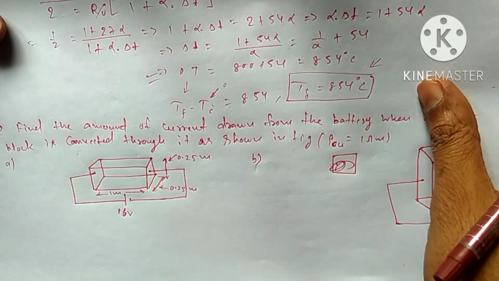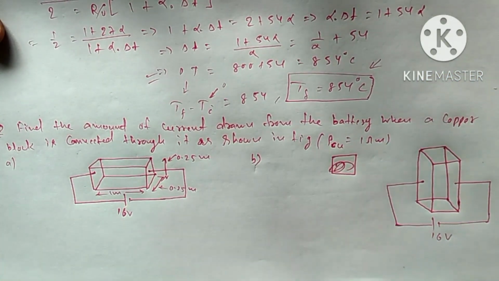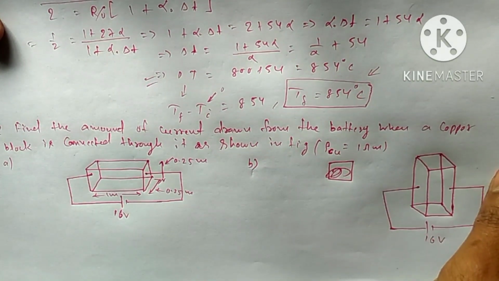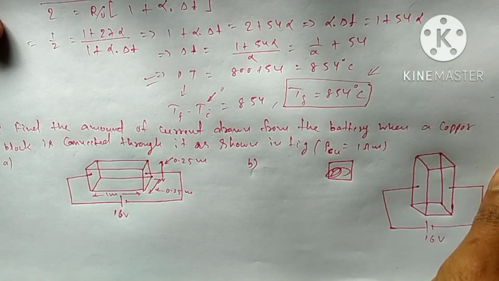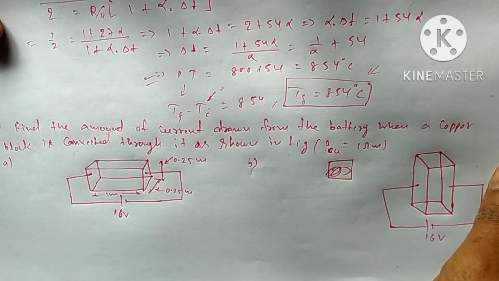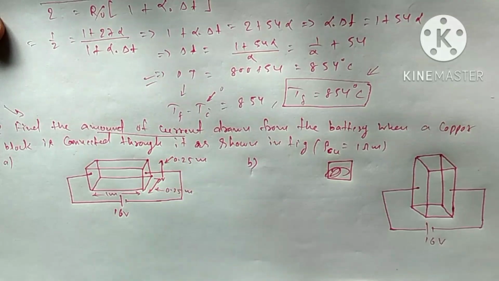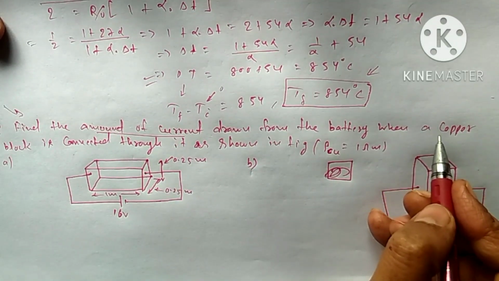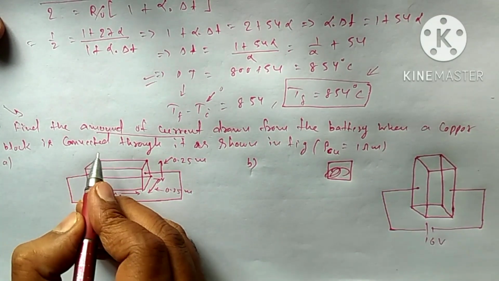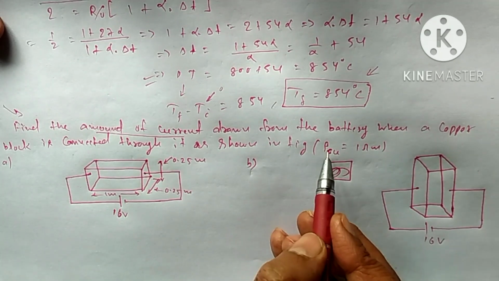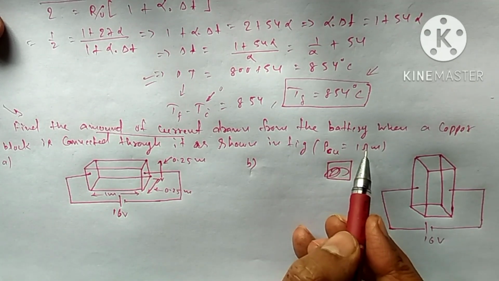This is another type of question. Look at the figure and find the value from the given data. Here is the question: find the amount of current drawn from the battery when a copper block is connected as shown in the figure, and the resistivity of copper is 1 ohm meter.